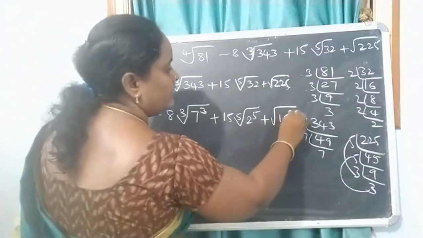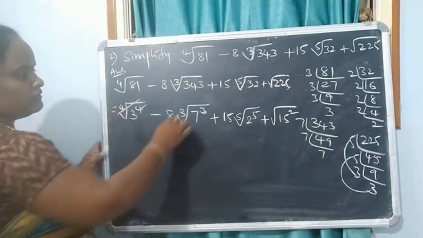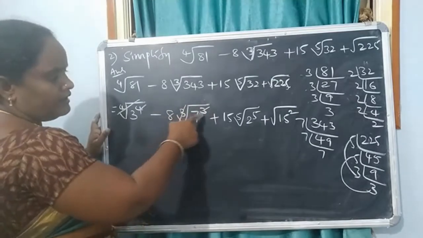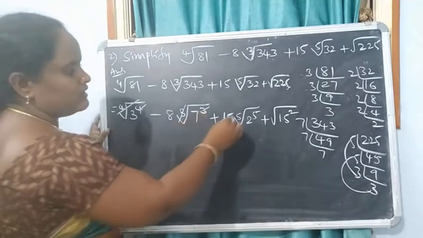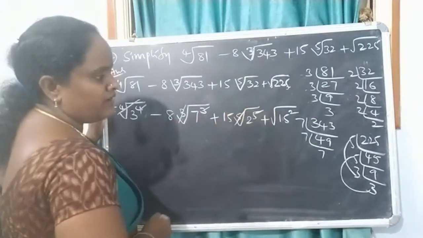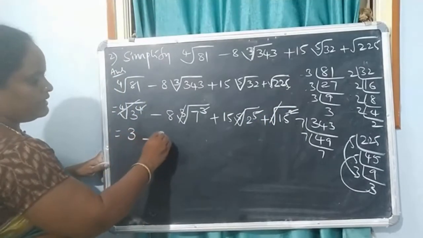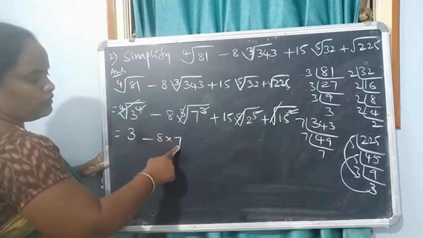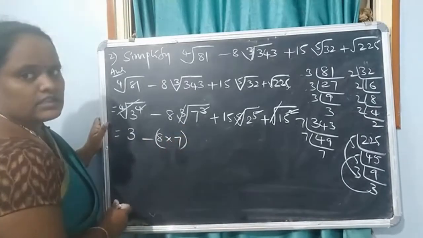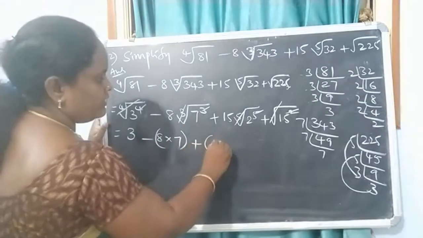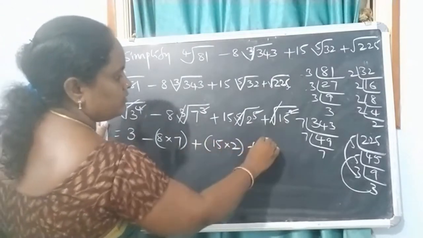So 15 square. So here 4th root and power 4, cube and cube root, when the order and power are the same, those get cancelled. 5th root and power 5, square root and power 2 will get cancelled. So 3 minus 8 into, under the root 7 is left out. Let us keep it in a bracket, plus 15 into 2 plus 15.